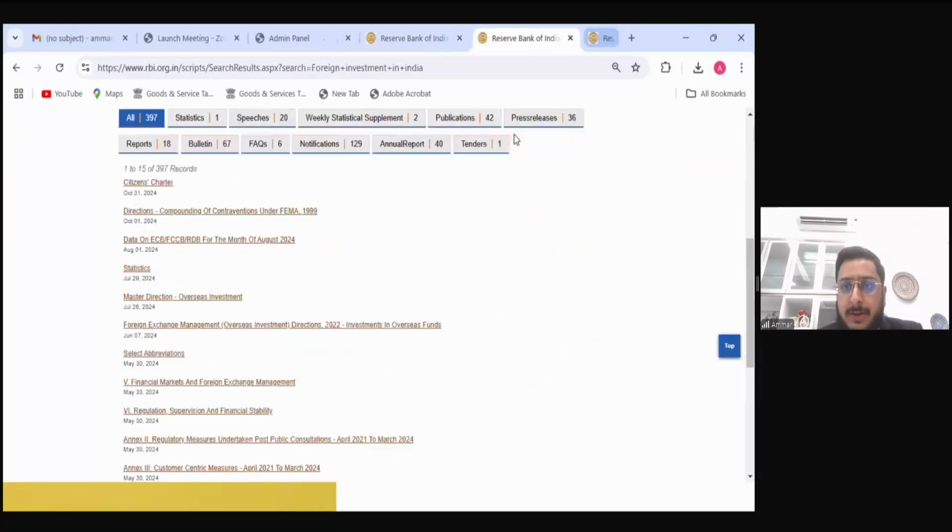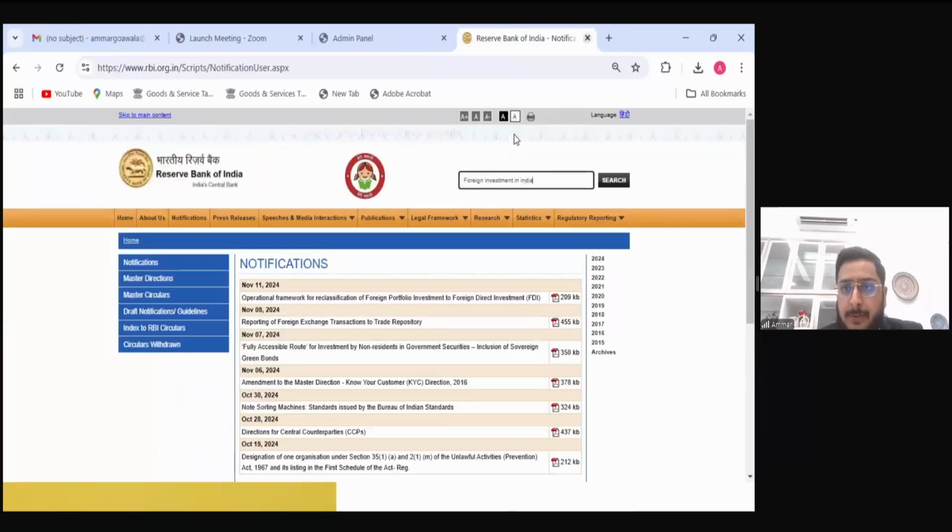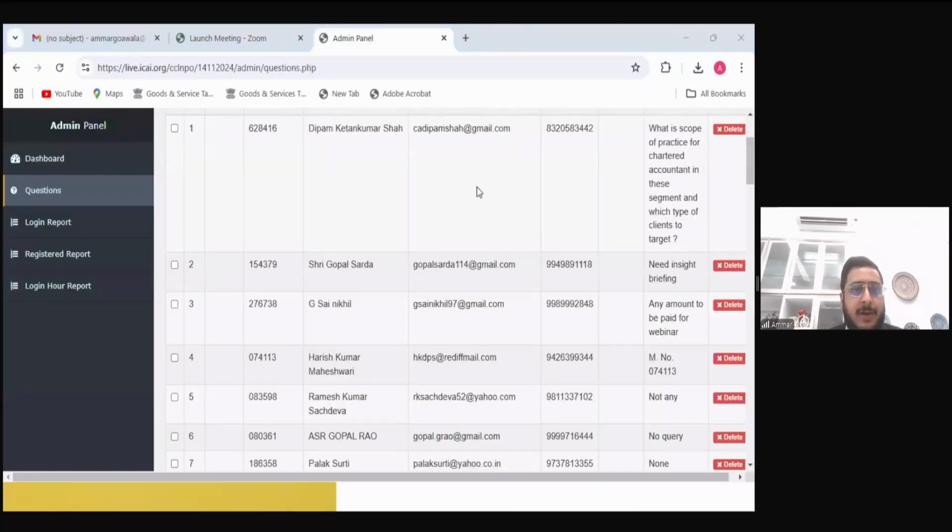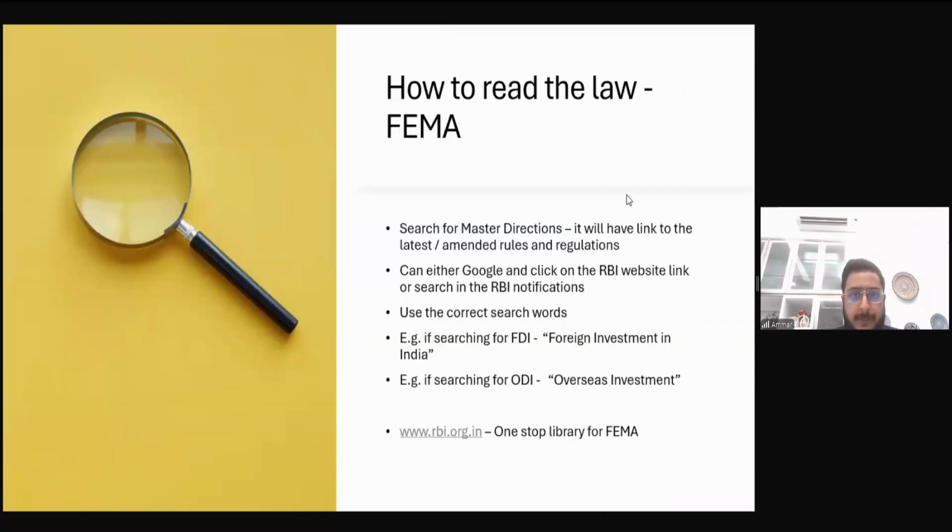So I'll just return back to the PPT slide. So that was the way. Basically, you just have to go to the RBI portal, and the RBI portal is a one-stop library for FEMA. Anything you require, you will get at the portal.